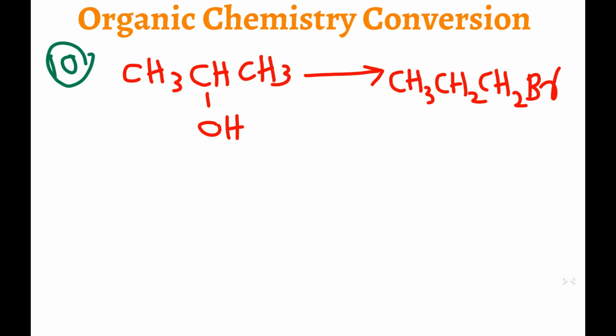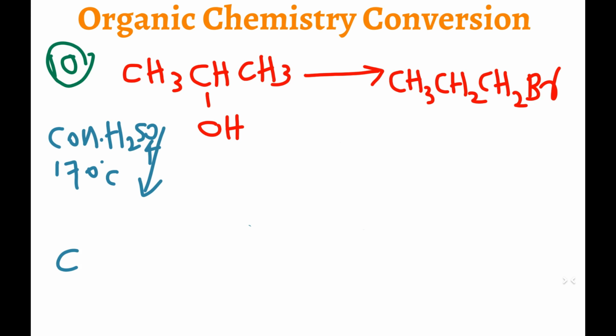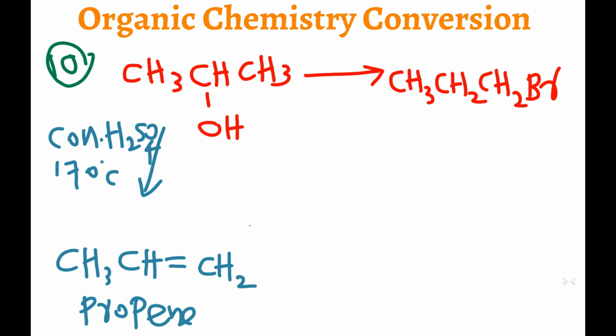The 10th organic conversion is we have a secondary alcohol. First of all, we need to convert this secondary alcohol into propene. This is the molecular structure of propene: CH3, CH, double bond, and CH2. This one is known as propene. To make propene, you can use concentrated H2SO4, that means sulfuric acid, under 100 Celsius degrees, or you can use aluminium oxide at 350 Celsius degrees.